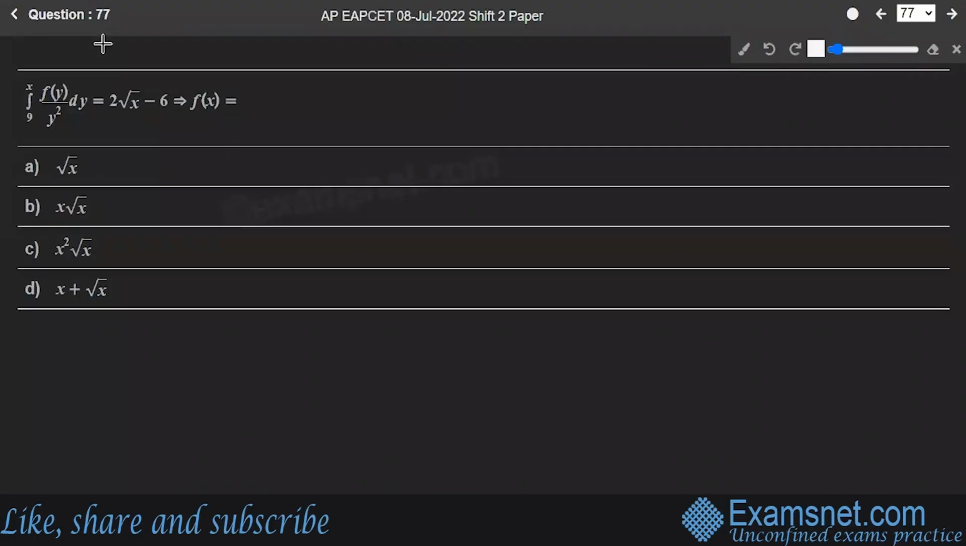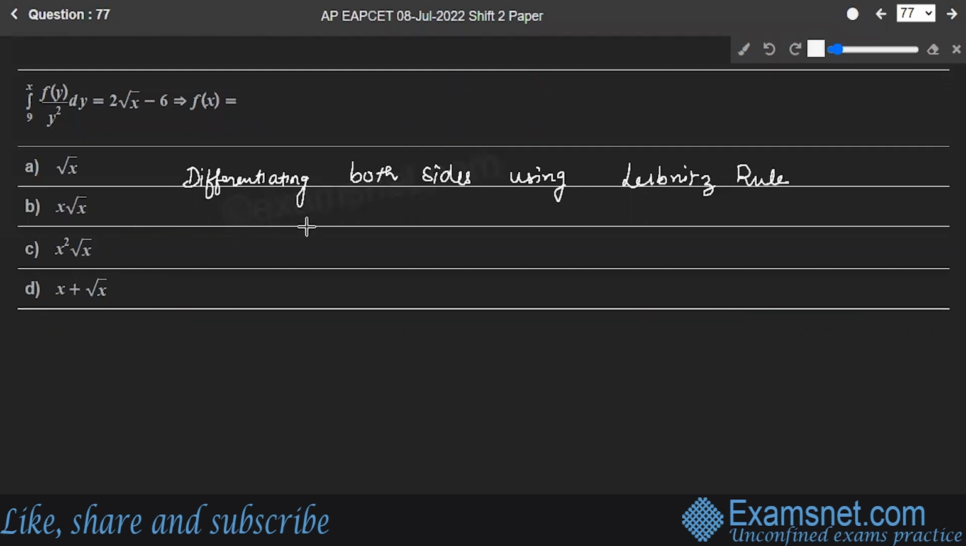Question number 77. Integral from 9 to x of f(y) upon y square dy is equal to 2 root x minus 6. Here f(x) is given by what? So we'll be solving this problem using Leibniz rule, differentiating both sides using Leibniz rule.